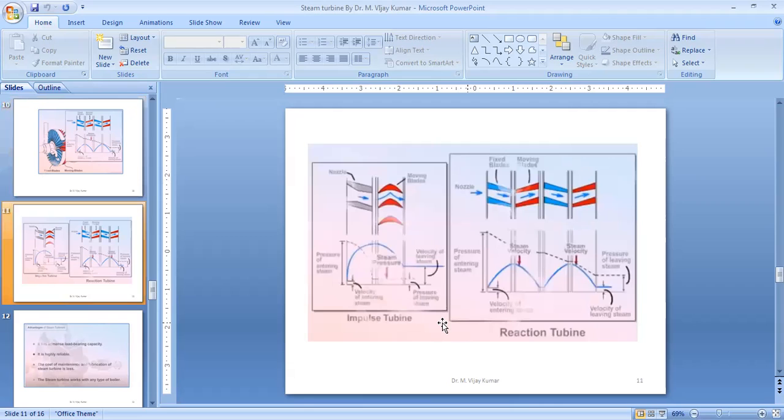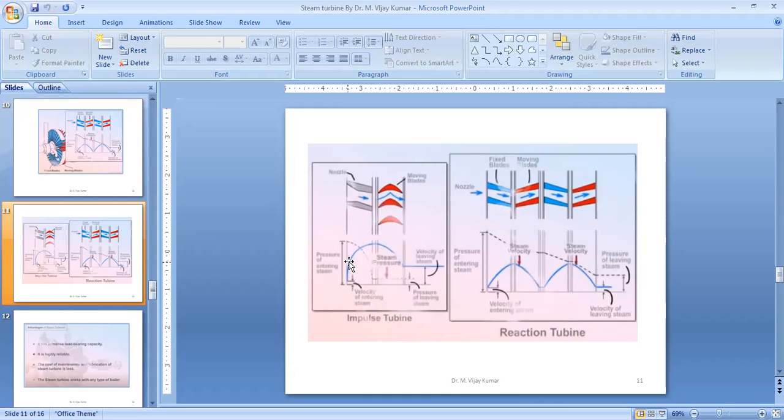Fine. You can see here the difference between the impulse turbine and the reaction turbine. In an impulse turbine there won't be any pressure energy, but there will be a high kinetic energy. You can see the pressure throughout this runner, meaning throughout the rotating blades, is constant. Pressure energy is very low.